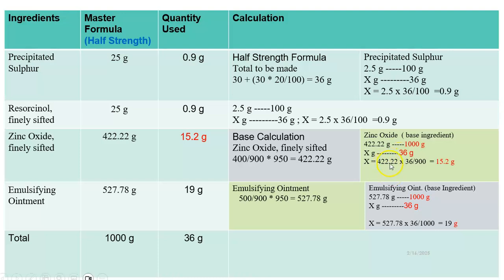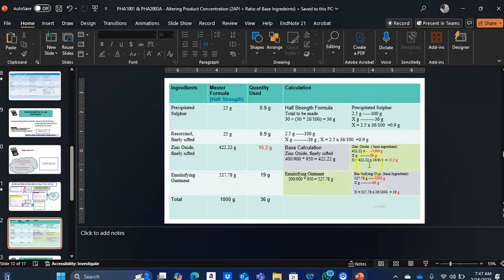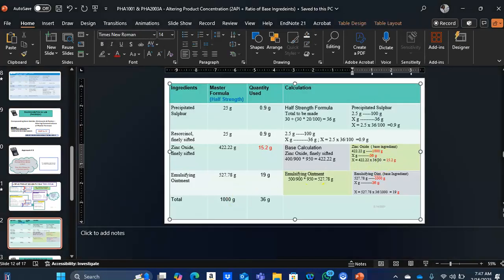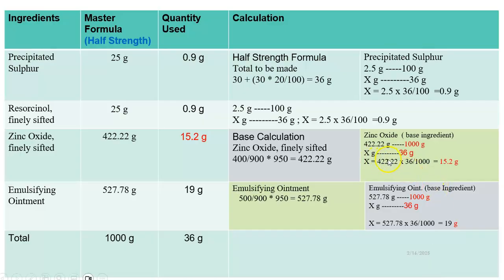So 422, hold on, I'm seeing a typo here. Hold on, let me fix it in real time. Here, this should be 1,000. That's just copy and paste error. And it's fine. There we go. Right? So it's 422 times 36 over 1,000. Right? And that would be 15.2 grams.